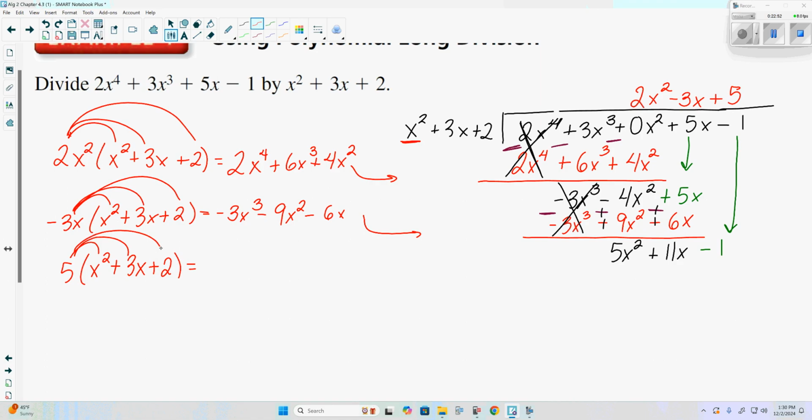And the first thing we're going to multiply is our 5 and x squared. So our 5 times x squared is 5x squared. 5 times 3x is going to be plus 15x, and 5 times 2 is 10.